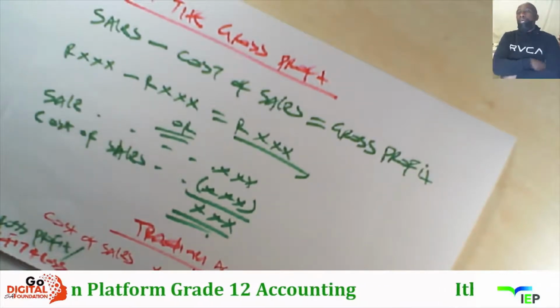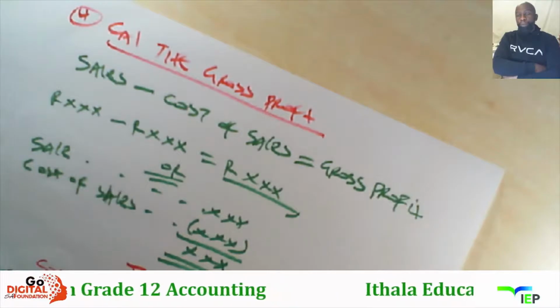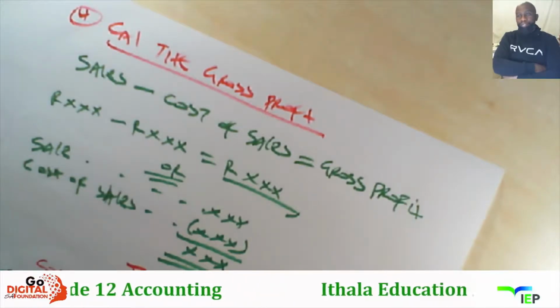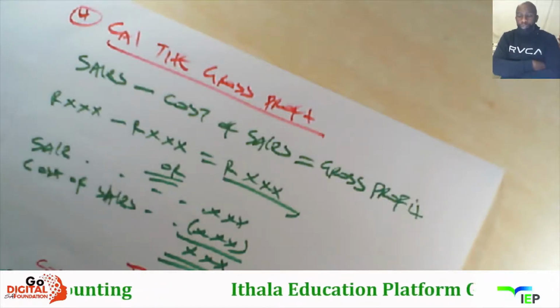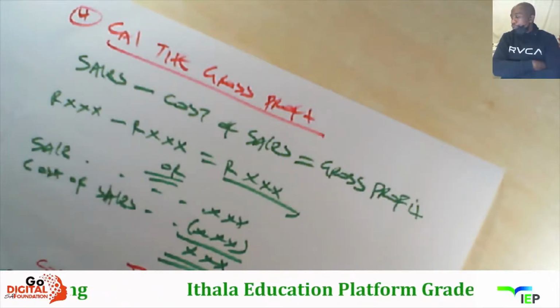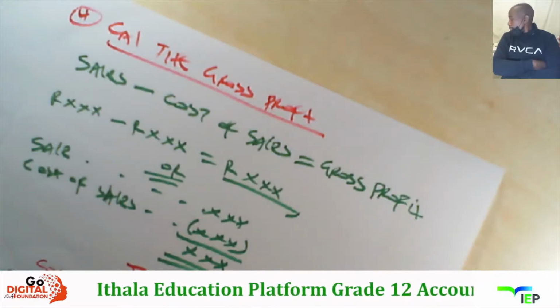This is part of paper 2, grade 11, and paper 2 grade 12 accounting. So for paper 2, you need to know what goes to paper 2, and what also goes to paper 1.